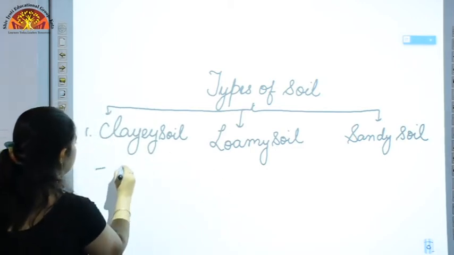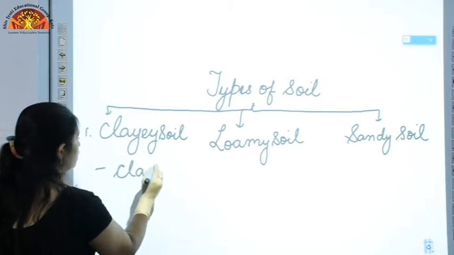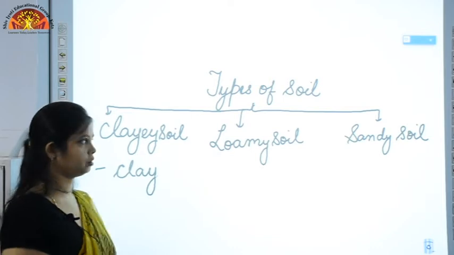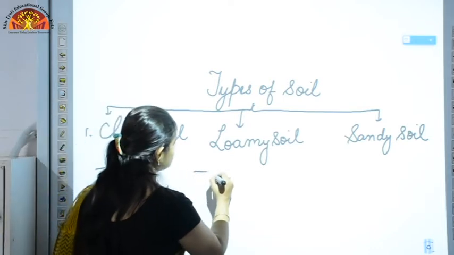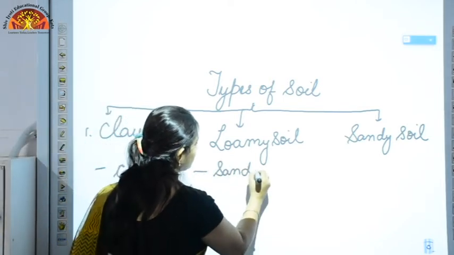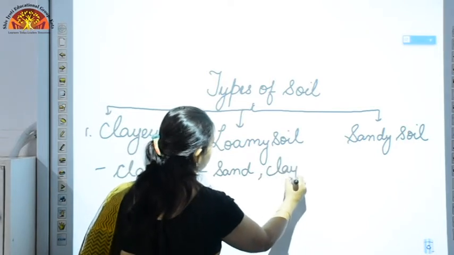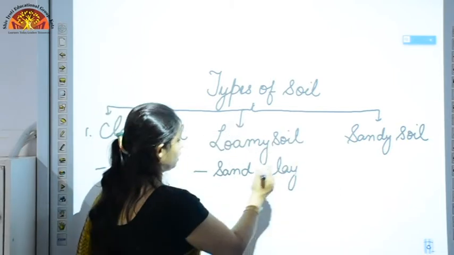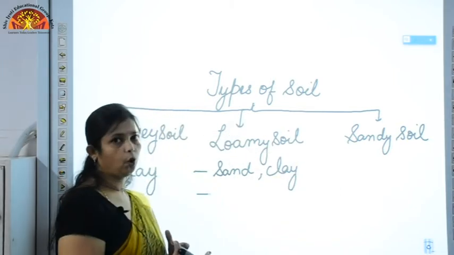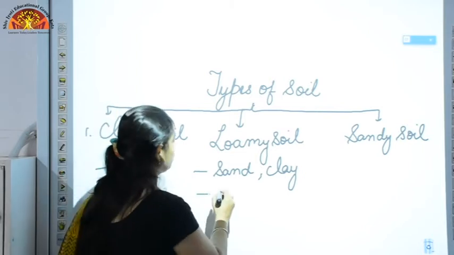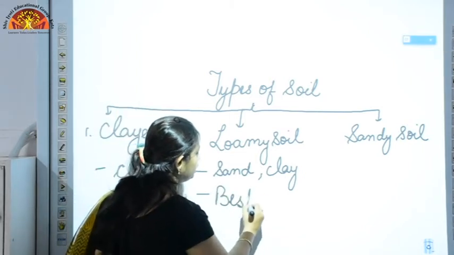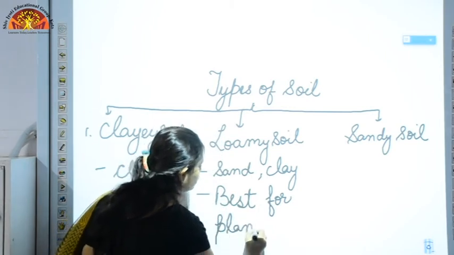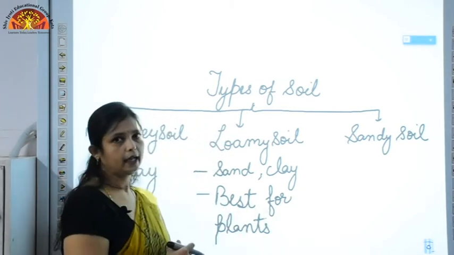Clay soil mainly consists of clay particles. This type of soil has the capacity to hold a large quantity of water. Then there is loamy soil. It contains sand particles as well as clay particles, both are present. It is the intermediate type of soil between clay soil and sandy soil, and it can also hold much water and air. This type of soil is best suited for growing plants. It is mainly meant for agriculture purposes.